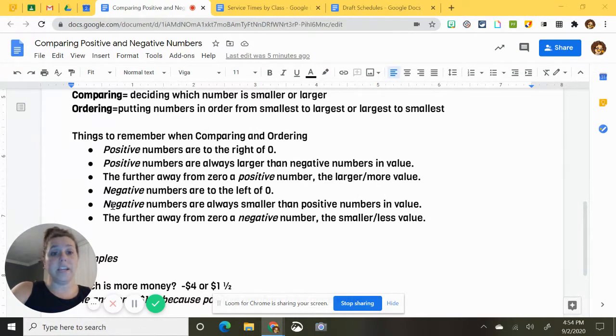So now about the negatives. The negatives are going to be on the left of the 0, which now I'm being recorded, so it's the opposite way than what's showing up. Negative numbers are always smaller than the positive numbers in value. And the further away from 0 a negative number is, the smaller and less in value it becomes. So let's say one day it's negative 10 degrees outside and the next day it's negative 20. Negative 20 has a smaller value. It's further from 0. It's a colder temperature.